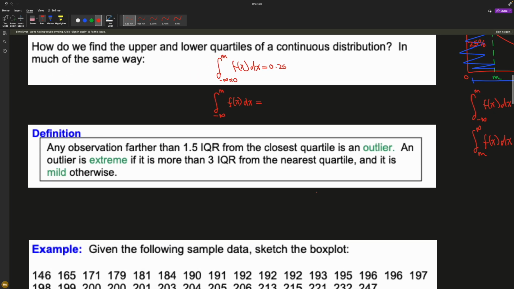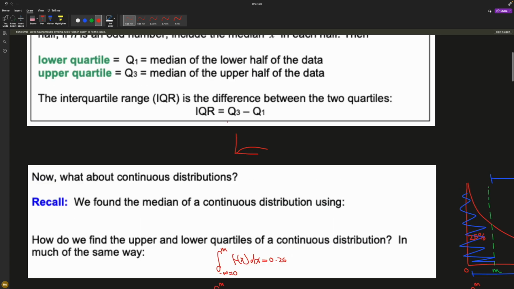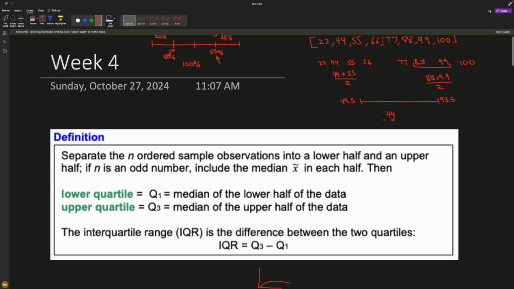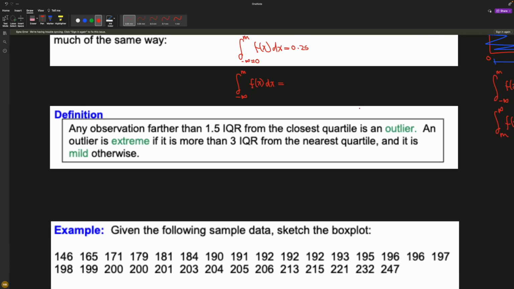Okay, so any observation farther than 1.5 IQR from the closest quartile is an outlier. So basically, you want to take your IQR, which, remember, is the difference between the two. So this is the difference between the two. The distance from my 25% point to my 75% point, that's my IQR. If I take that and multiply it by 1.5, then whatever is beyond that point is an outlier. So if I take 44 times 1.5, that'll give me 66. So anything outside 66 is an outlier.